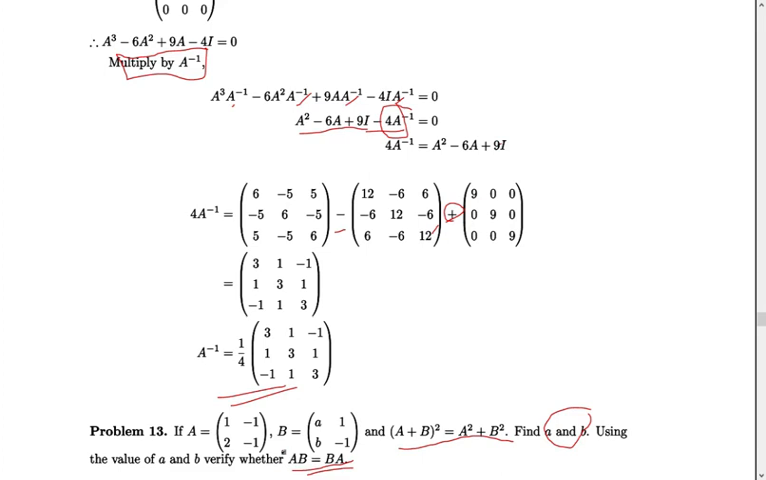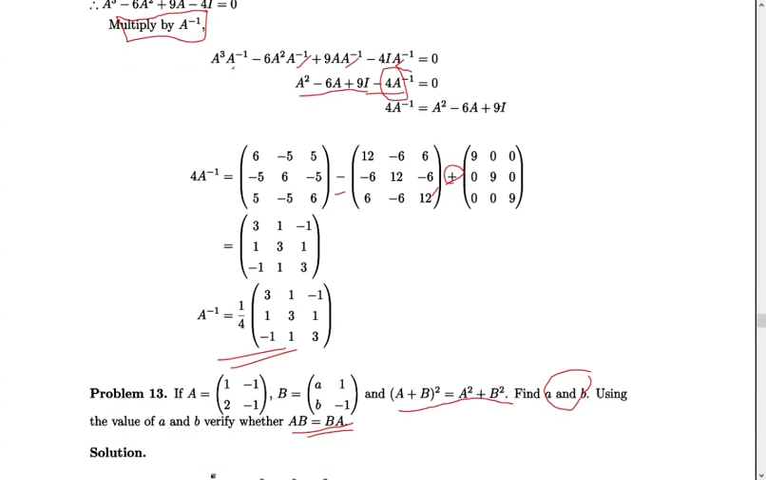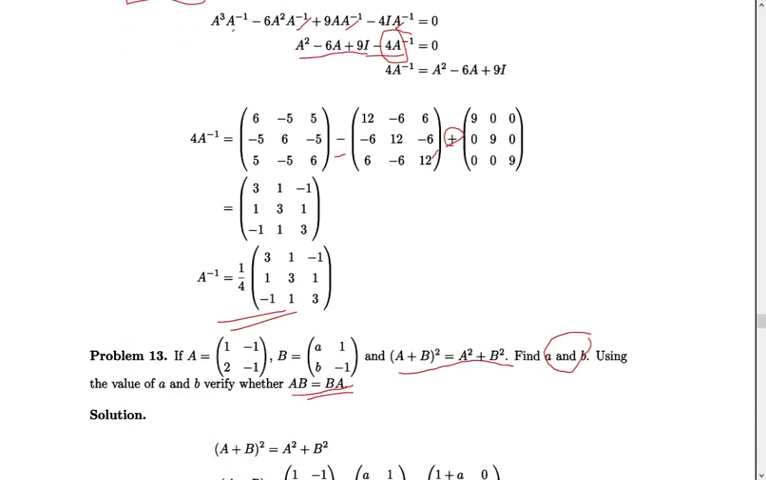So the question is, A and B are given 2 by 2 matrices. It satisfies the condition (A plus B) whole squared equals A squared plus B squared. From this relation we are going to find the values of a and b. Using those values, we have to verify AB equals BA. First of all, we are going to find the left hand side, that means (A plus B) whole squared, and the right hand side, A squared plus B squared, separately. Then we are going to check whether they are equal or not.